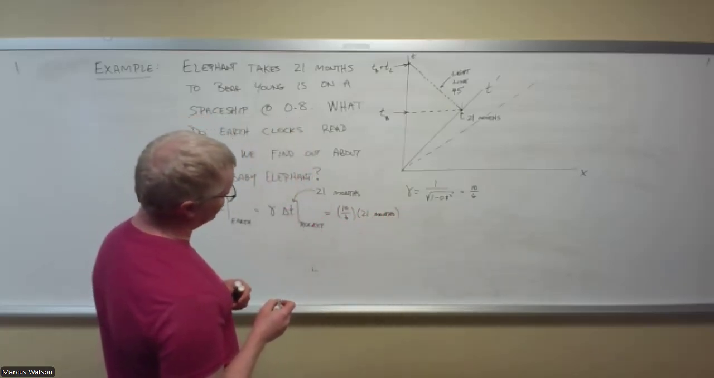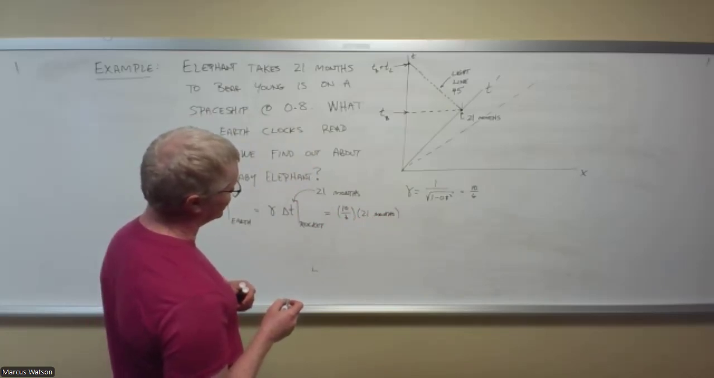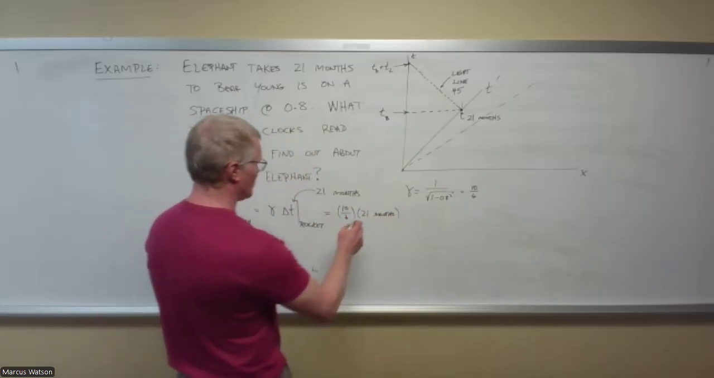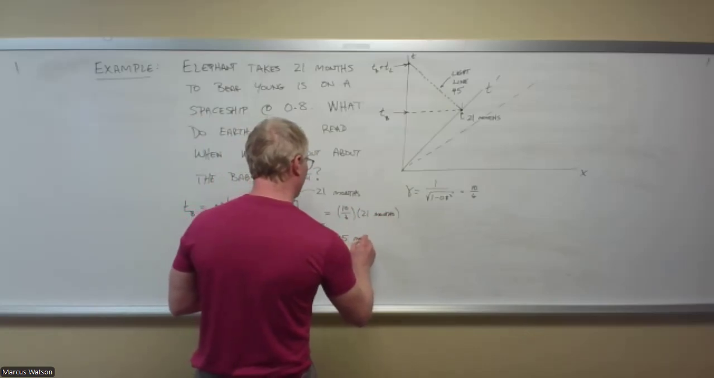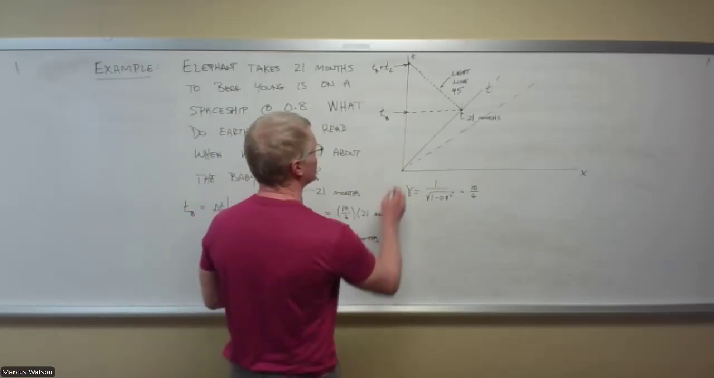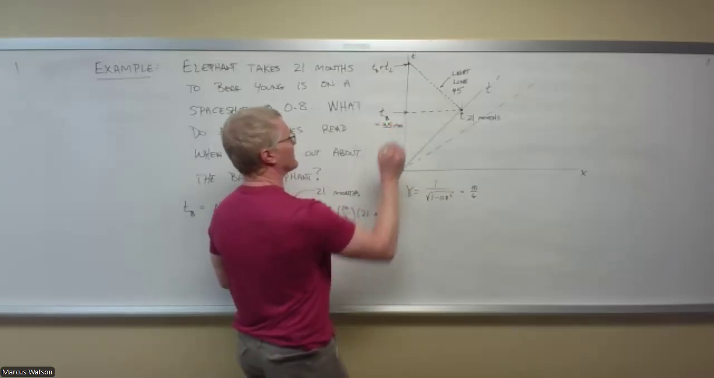What's that going to be? Well, 6 would put you at 18 and another 6 would put you at 24. So I guess it's 3.5. So we're going to measure 35 months on our clocks. So TB is 35 months.